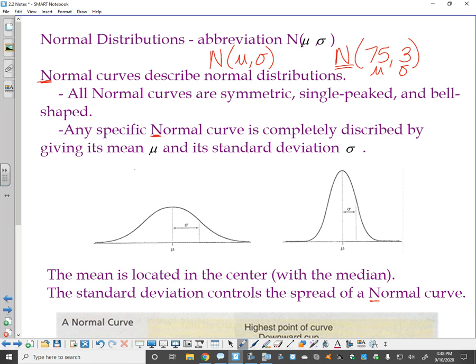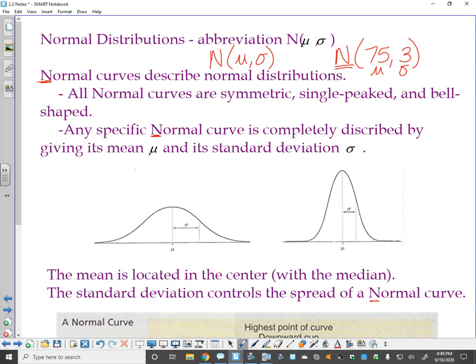Now let's talk about normal curves. A normal curve describes a normal distribution. All normal curves are symmetric. So if you're strongly skewed, you're not normal. All normal curves are symmetric, single-peaked, and bell-shaped. Any specific normal curve is completely described by its mean, mu, and its standard deviation, sigma.